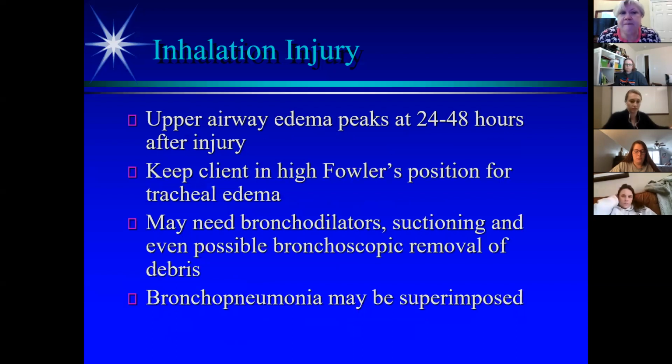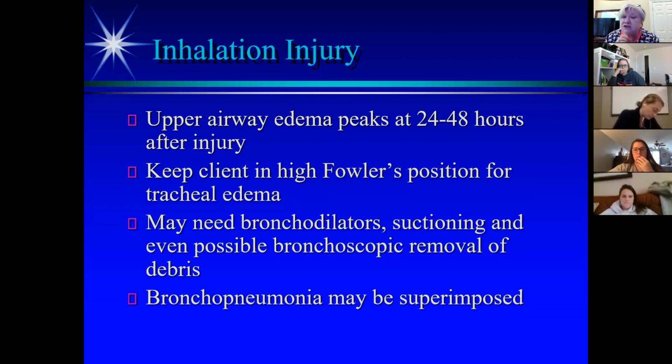Okay, so when you have a burn and you have injury to the tissue, you are going to have swelling of that tissue. I'm going to talk more about the other tissues in just a minute, but you're going to have swelling to the tissue. Swelling of all tissues will be at its peak in 24 to 48 hours. So if you burn your airway, it is going to start to swell, and it is going to be at its maximum swelling at 24 to 48 hours after the burn.